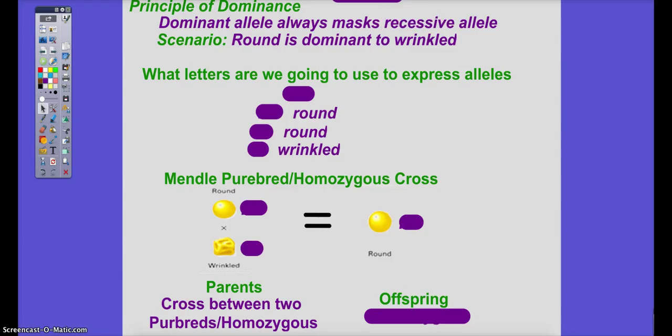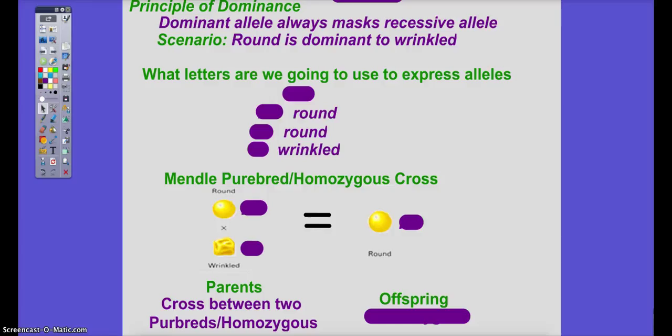I'm going to give you a scenario, and this is how the test is always going to be. I'm always going to give you some scenario, and you've got to work out from there. So if I tell you round is dominant to wrinkled, what information am I giving you? What is round and what is wrinkled? Round is a trait, or phenotype. So if I tell you what round and wrinkled are, you could say trait and phenotype.